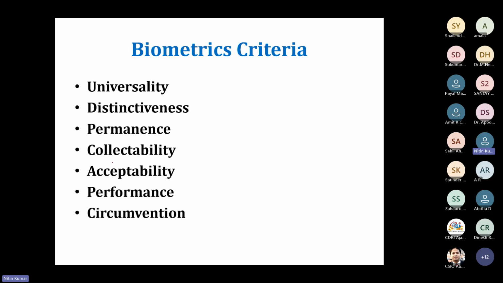Collectability means we should be able to collect the samples and they should be acceptable to most of the population. If something pierces the body, it has less acceptability, like an injection. In healthcare, people are less receptive to being injected with anything. Performance means the biometric should perform very well, and circumvention means the technology we are using for identifying a person should be difficult to deceive.